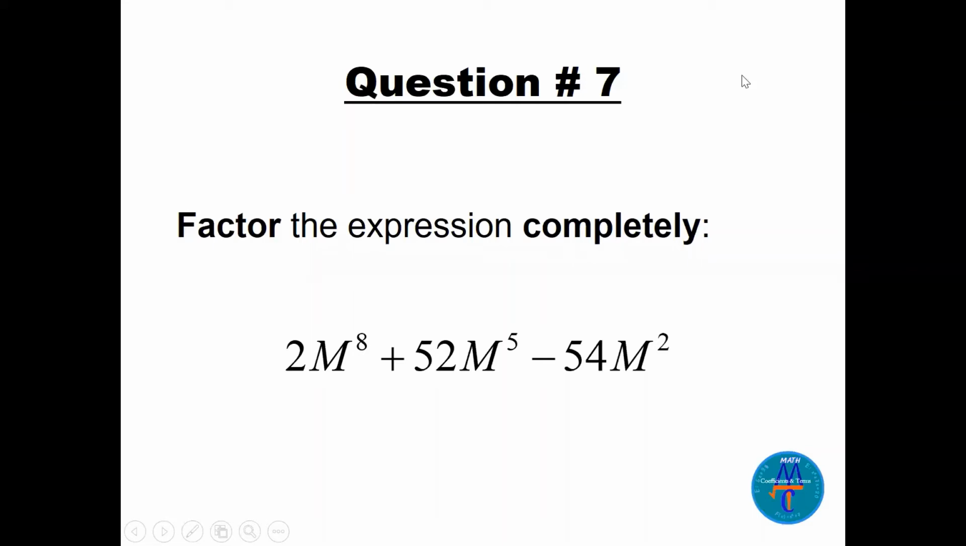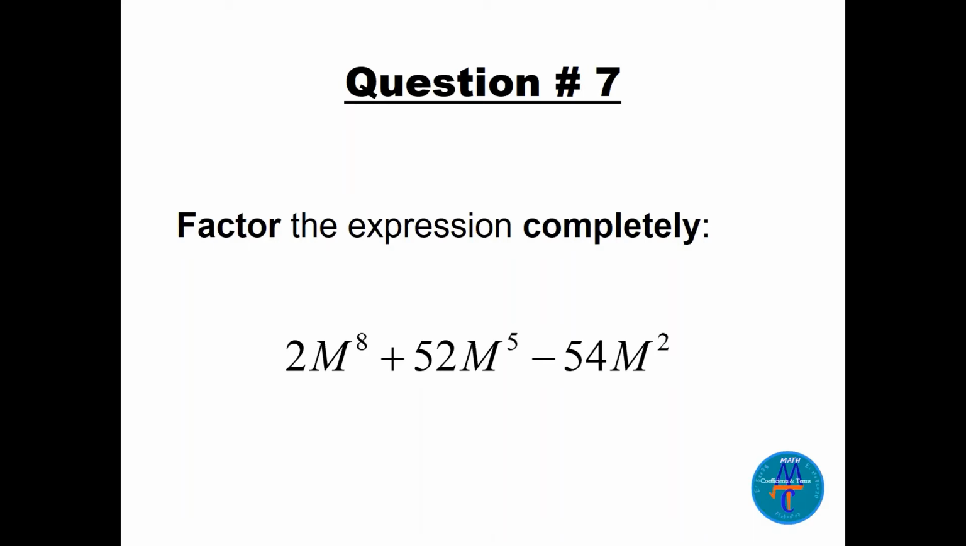Let's see now question number 7 about factoring. Factor the expression completely. We have 3 terms here. If you want to see more about factoring, please go to the playlist called Algebra Course Lectures. There are 3 lectures: lecture 10 for 2 terms, lecture 11 for 3 terms, lecture 12 for 4 or more terms.